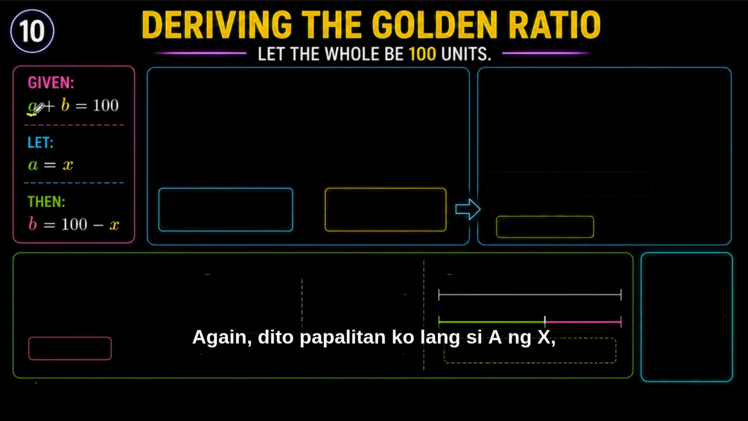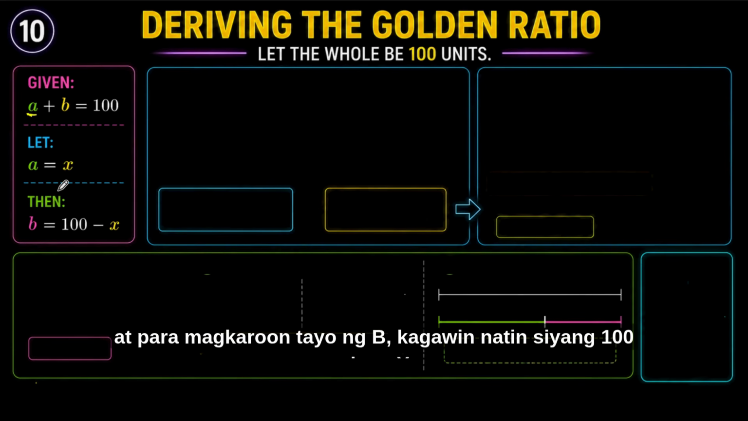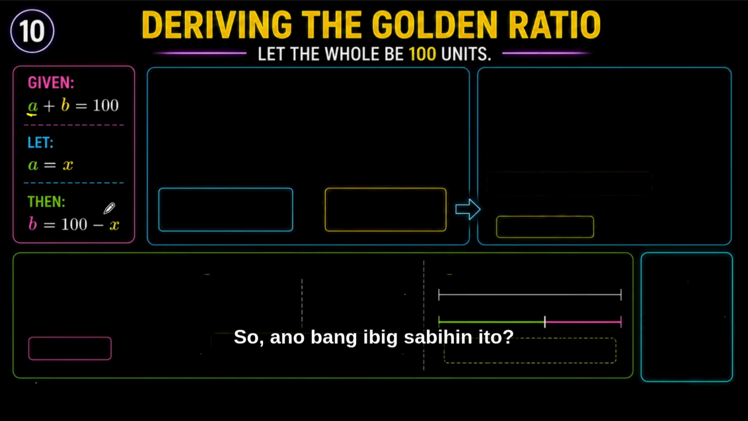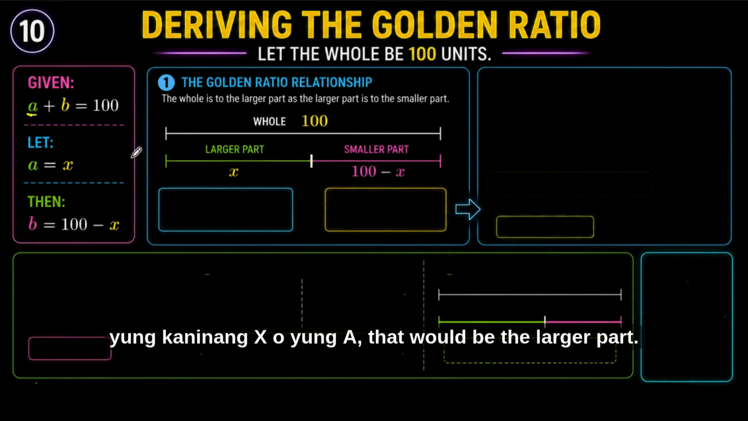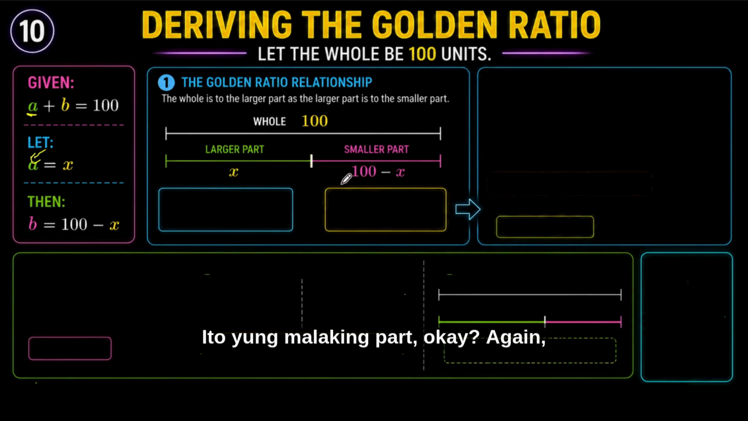Again, dito papalitan ko lang si a ng x, at para magkaroon tayo ng b, gagawin natin siyang 100 minus x. So, ano bang ibig sabihin nito? Yung 100 kasi, that is the whole. Okay, yung kabuuan. Yung larger part, yung kaninang x o yung a, that would be the larger part. Ito yung malaking part. Okay?